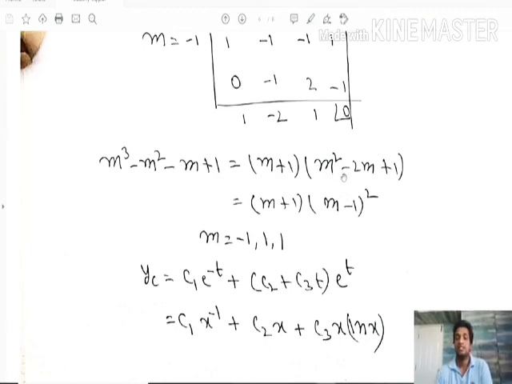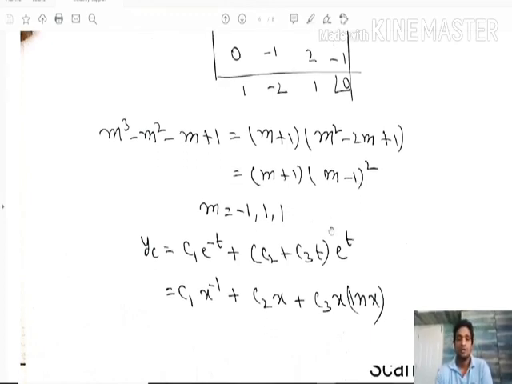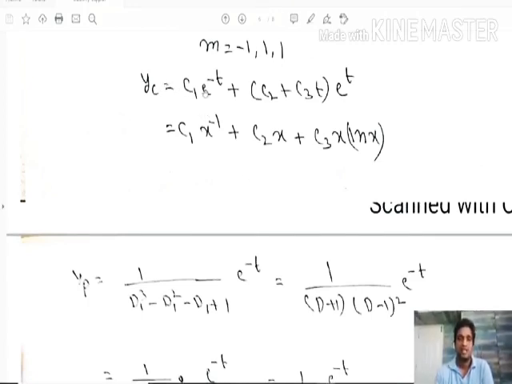See the second factor, it is the square of some term, m minus 1. So the roots will be m plus 1 gives m is minus 1, and m minus 1 whole square gives root 1 two times, 1 comma 1. So the yc will be c1 e power minus t for minus 1, and for 1 comma 1, c2 plus c3 t e power t, because it is repeating 2 times. So c1 x power minus 1, again I am changing to x. e power t is equal to x, so e power minus t will be x power minus 1. c2 into e power t, that is c2 x. c3 into t e power t, so e power t is equal to x, t is equal to ln of x. So c3 x ln of x.